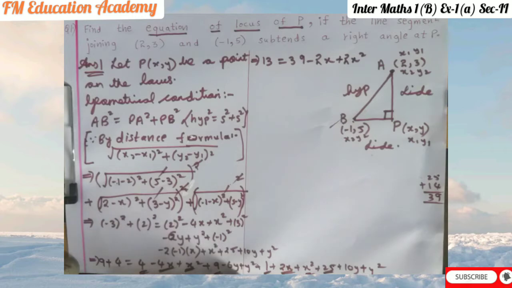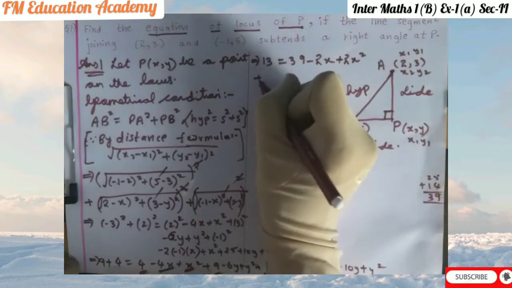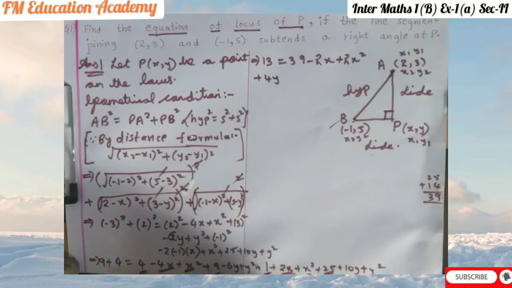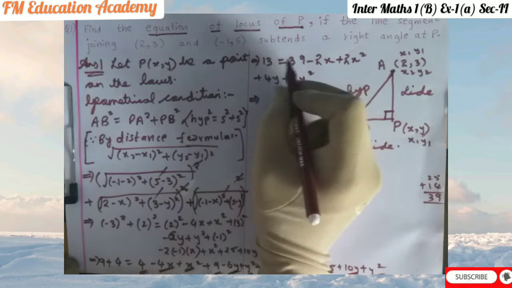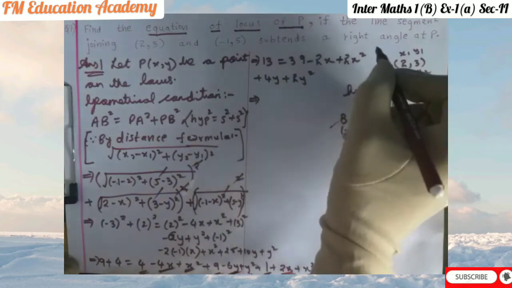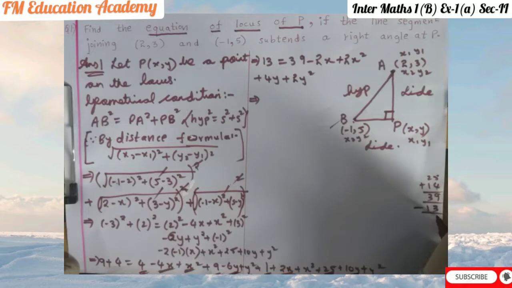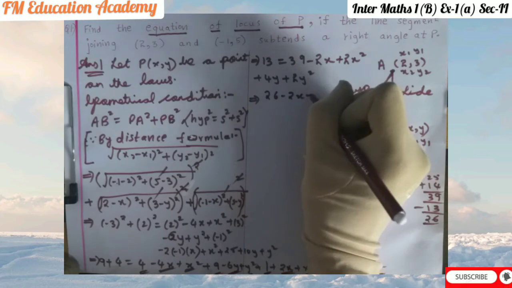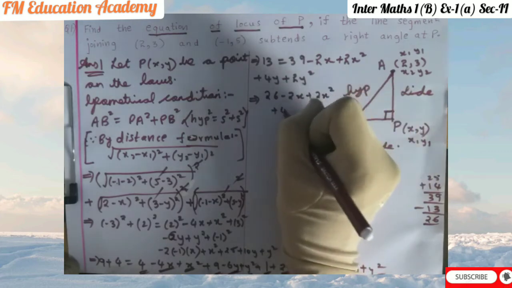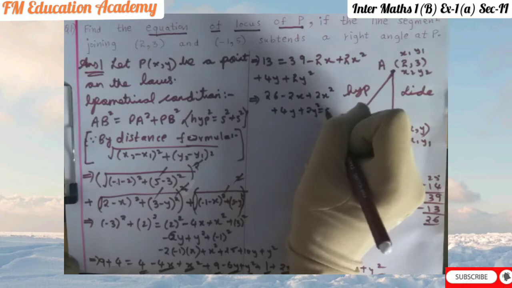Next we have minus 6y, and here we have plus 10y. Minus 6y plus 10y will give us plus 4y because 10 minus 6 is 4. So plus 4y. Then we have y square plus y square is 2y square. Now 39 minus 13, because plus 13 if it comes this side it becomes minus 13. 9 minus 3 is 6 and 3 minus 1 is 2. 26 minus 2x plus 2x square plus 4y plus 2y square is equals to 0 we have.